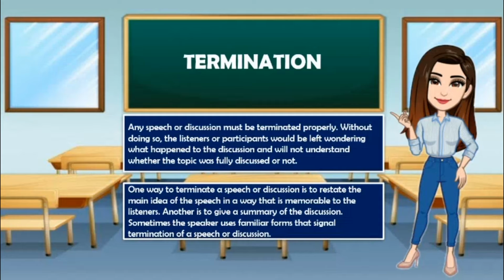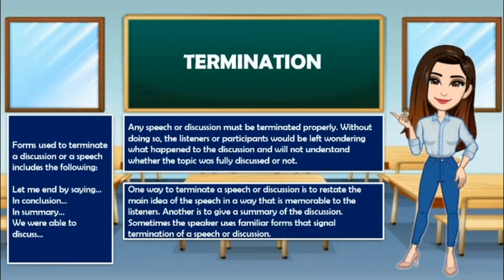Another is to give a summary of the discussion. Sometimes, the speaker uses familiar forms that signal termination of the speech or discussion. Examples of forms used to terminate a discussion or a speech are, "Let me end by saying," "In conclusion," "In summary," "We were able to discuss."